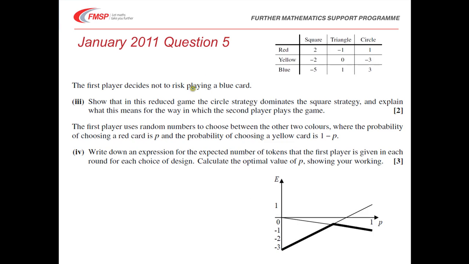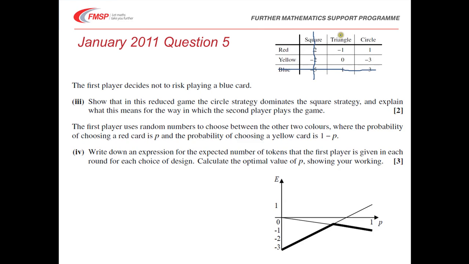It says the first player uses random numbers to choose between the other two colours. So let's just sort our table out here. We've already decided not to use blue, and now we know that the circle dominates the square, so we now have a 2 by 2 table. So the first player uses random numbers to choose between the other two colours, where the probability of choosing red is P and yellow is 1 minus P. So red is P, yellow is 1 minus P.